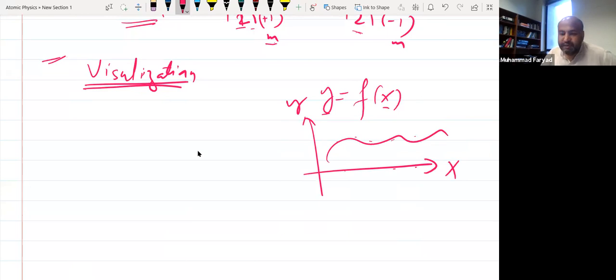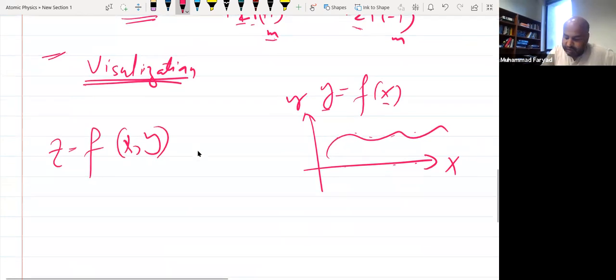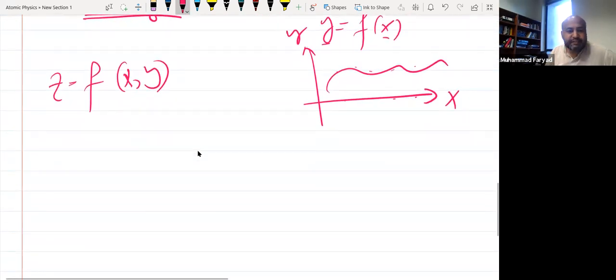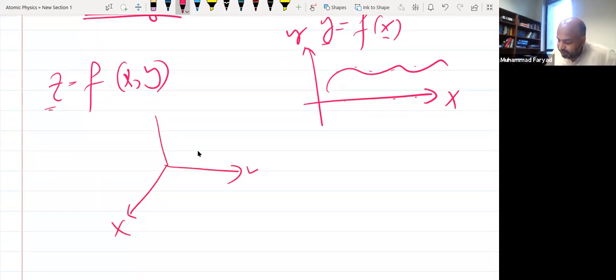But when you have multidimensional functions, then this becomes problematic. For example, if you have this z, which is a function of two coordinates x and y, now there are a couple of ways of visualizing it. One is that you use this 3D map. This x and y is this plane, and your z is a third dimension.